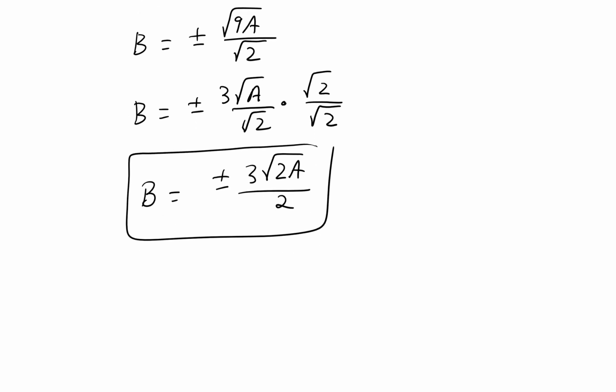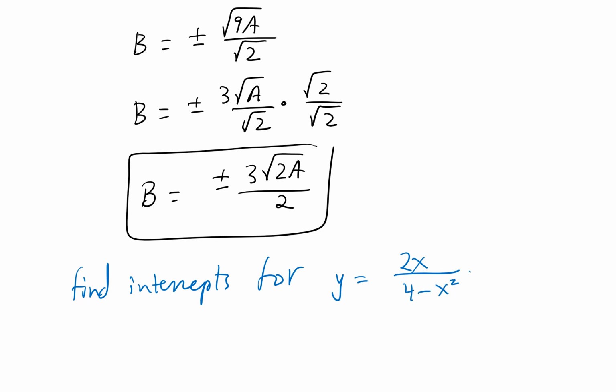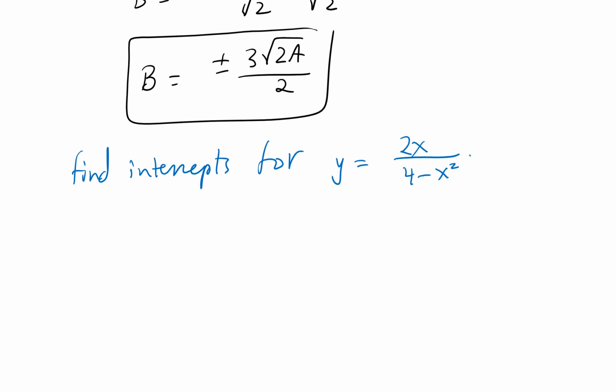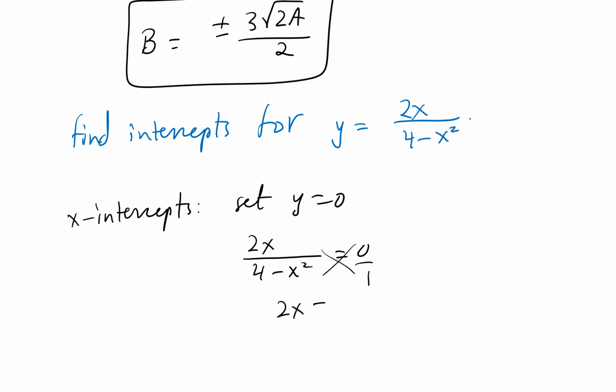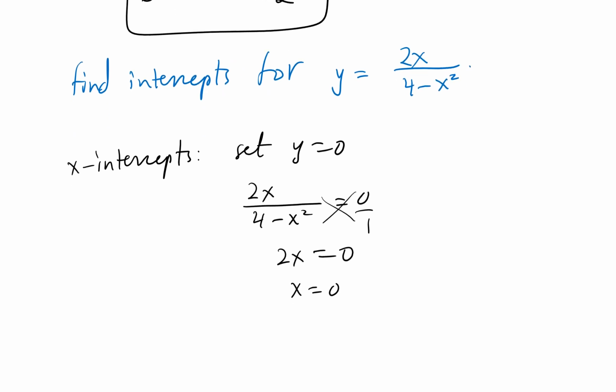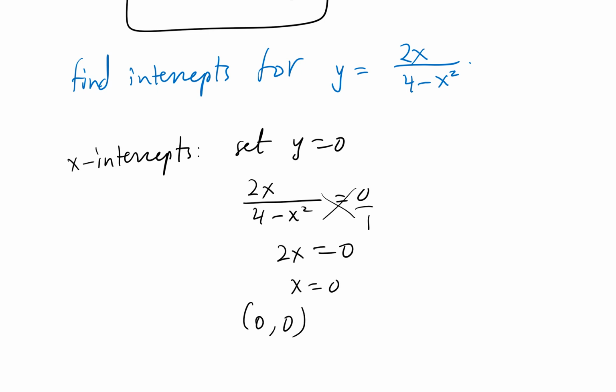Another thing to review, how to find intercepts. Find intercepts for, say, y equals 2x over 4 minus x squared. So to find, let's say, the x-intercepts, we set y equals 0. So when y is 0 means the 2x over 4 minus x squared is 0, which is over 1. You can cross multiply. You get 2x is 0, therefore x is 0. So the x-intercept is 0, 0, which is also the same as the y-intercept.